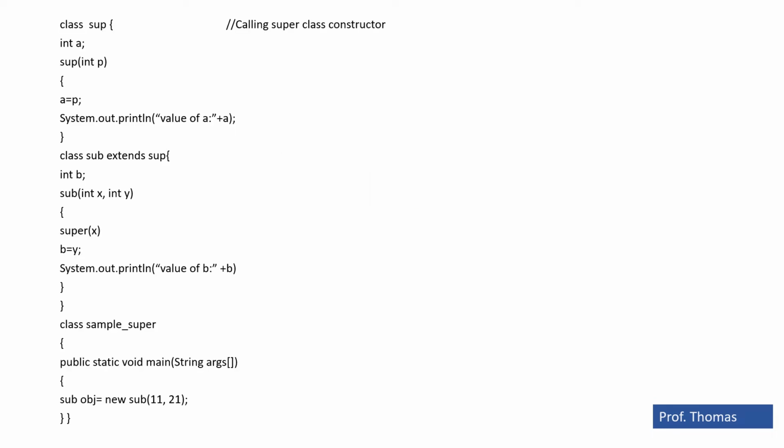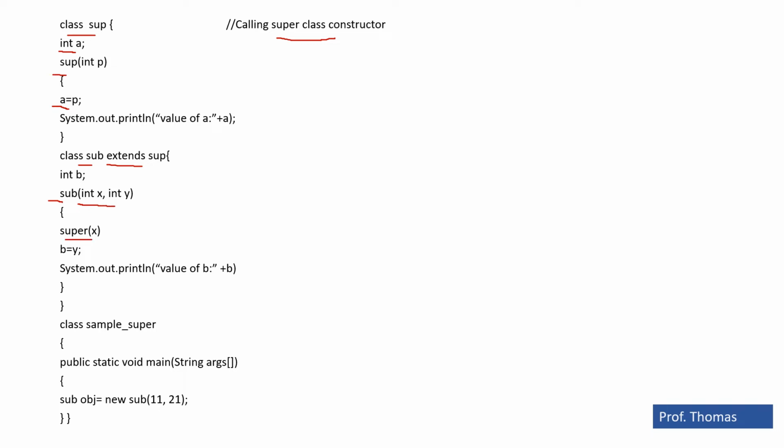Here we see one example of calling the superclass constructor. Here is a class Super, which is extended by a subclass Sub. The superclass contains a class variable a and a constructor, and this constructor initializes the class variable. The subclass also has a constructor Sub, which has two arguments, int x and int y.